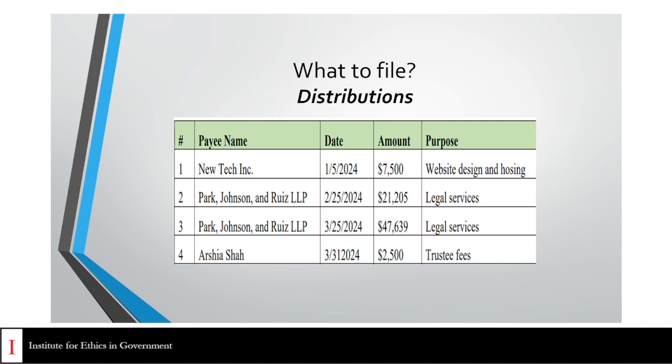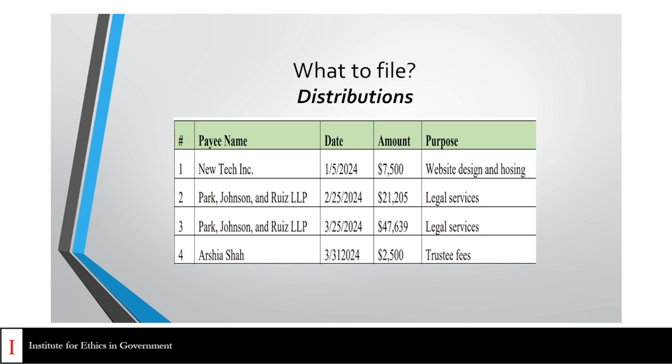Report any distribution of $250 or more made during the reporting period. You also must report distributions made to a single source of $250 or more in a single calendar year on the report filed on January 30th of the following year, unless they have been disclosed on a prior quarterly report. If you do not have anything to report, you can simply write none.